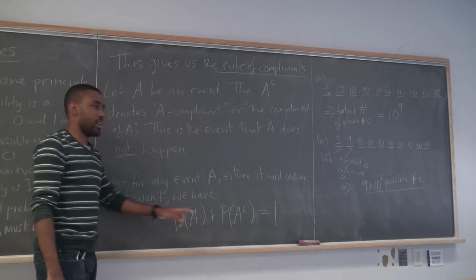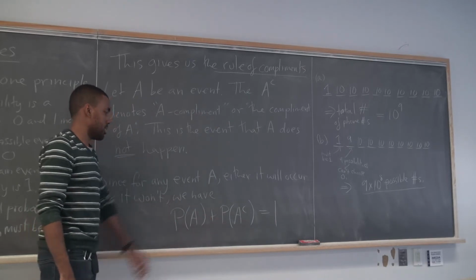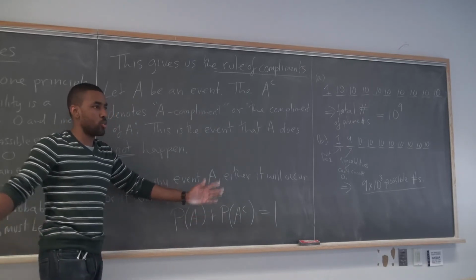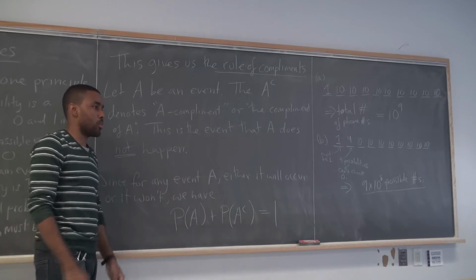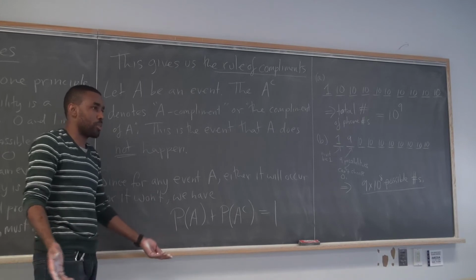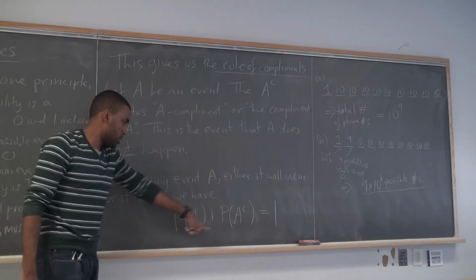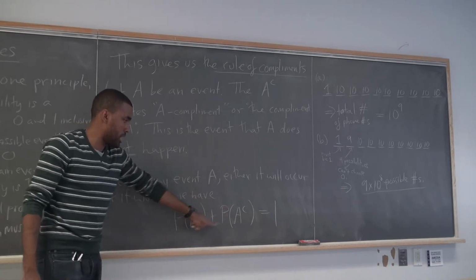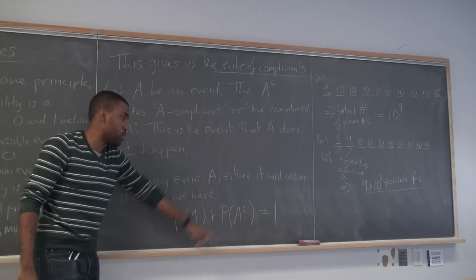Right? Either it will happen or it won't. Right? For any event, these are the only two cases. Either it's going to happen or it won't. Right? You toss a coin, you're either going to get a head or you won't get a head. There's no other possibility. Right? So the sum of the probability of something and its complement probability will always be 1. Always.